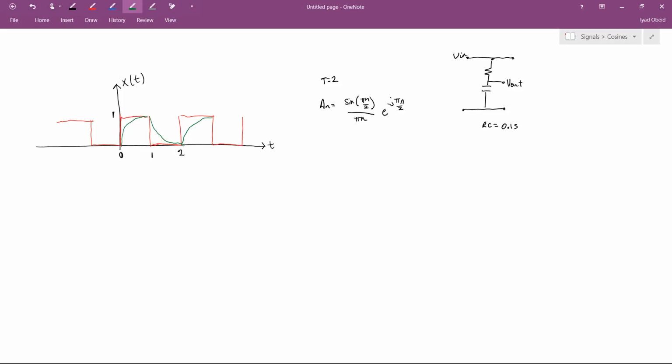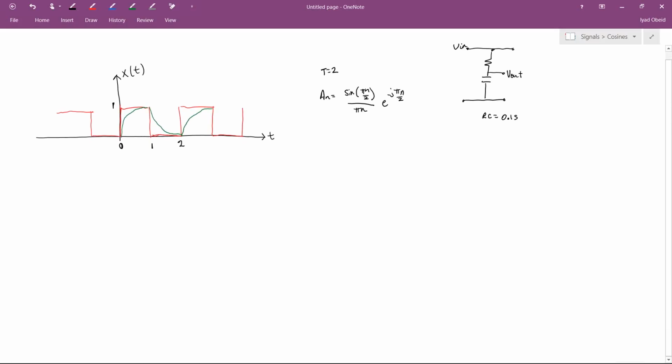The first thing we're going to do is take the red signal, x of t, the square wave, and because it's periodic, I'm going to express it as a sum of cosines, as a Fourier series. I've already gone ahead and done the math. Everybody should know how to do that by this point in the video series. So I have the formula for a sub n here, with a period equal to 2.